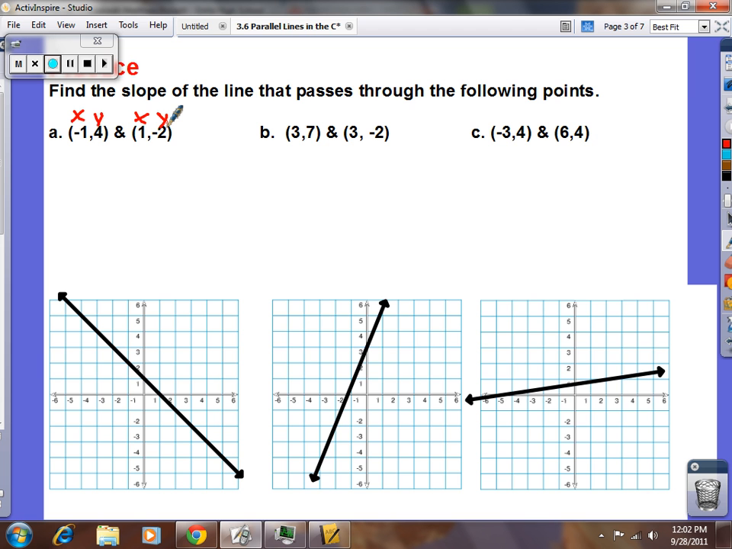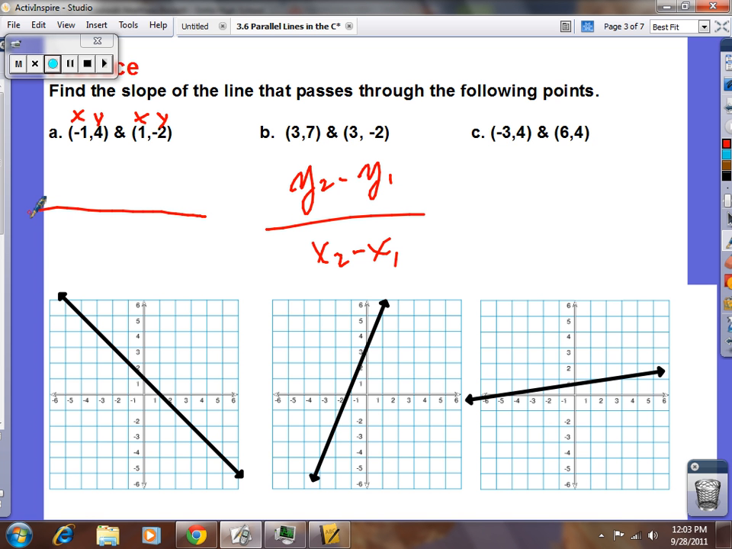Now how are you going to calculate the slope of a line that goes through those 2 points? You're going to have to use this: y sub 2 minus y sub 1 divided by x sub 2 minus x sub 1. If they give you 2 x's and 2 y's, you're going to have to use this guy. What you need to remember is your y's have got to be the ones on top.